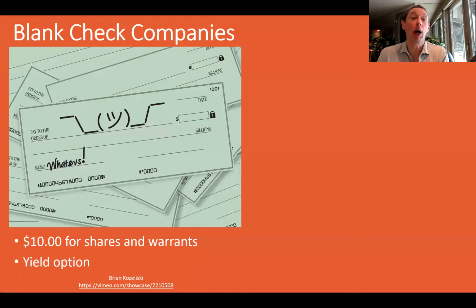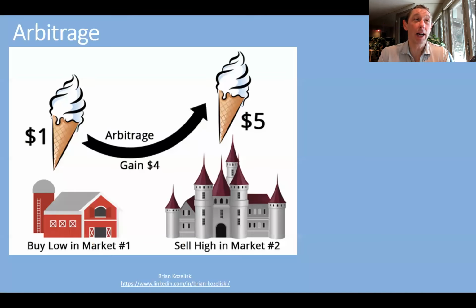So what is that? Well, as a refresher, SPACs are basically blank check companies. You essentially give the sponsor $10 in exchange for that $10 you get shares of the SPAC and you get some warrants, which then later enable you to buy more shares at $11.50 typically, right? There's also a yield option, right? So if this thing doesn't work out, you're guaranteed to get at least a T-bill return on your investment, okay? That's basic SPAC information there.